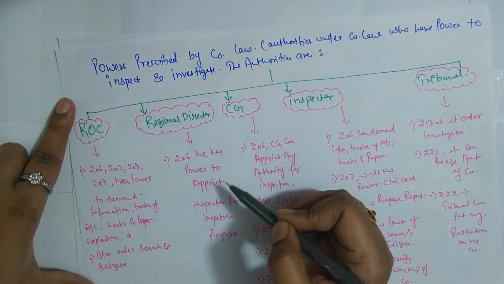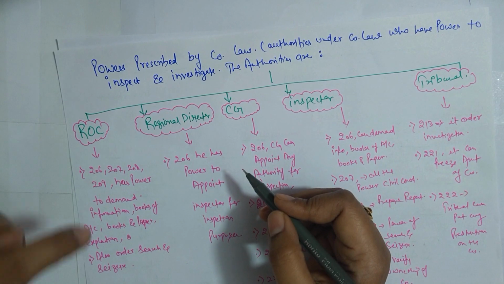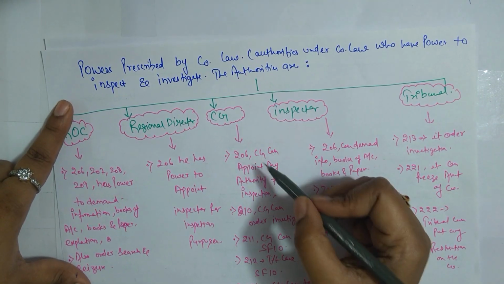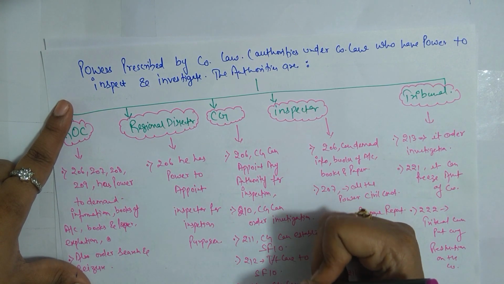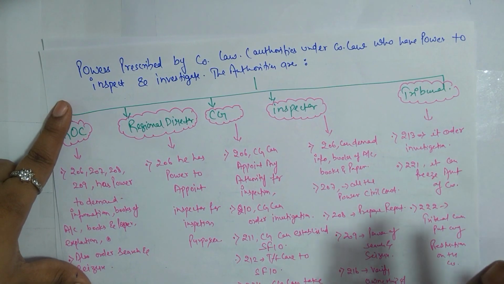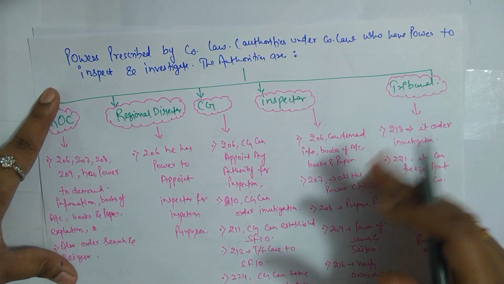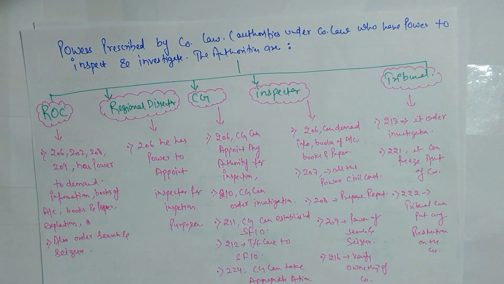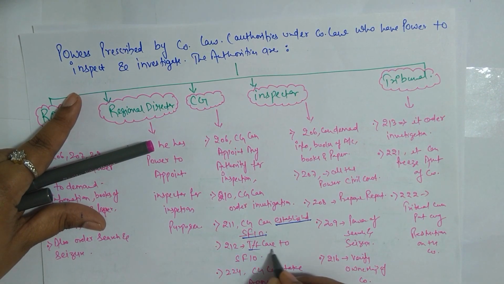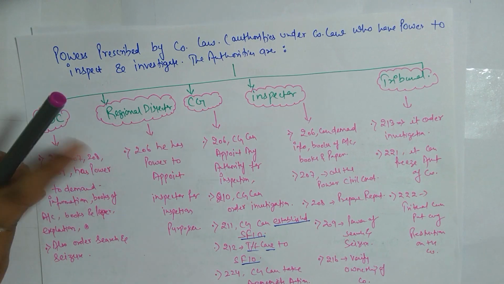RD, regional director, deals with 206, where under 206 the regional director can appoint an inspector for inspection purpose. CG deals with 206, 10, 11, 12 and 14, where CG can appoint any authority among them all for inspection. Apart from that, he orders investigation. He can establish SFIO and transfer any type of case to SFIO. Along with that, appropriate action is also taken by CG if needed.